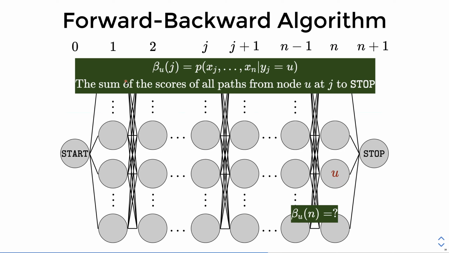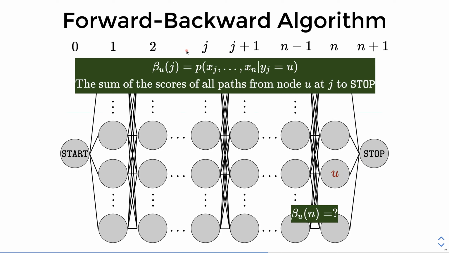So if you look at the semantics of beta, it should be the score of the single path. So there's only one path. It should be the sum of all the possible paths, but it turns out there's just one path. So it should be the score of this particular path. Naturally, it should involve a transition from U to stop. The question is, what else do we have here?